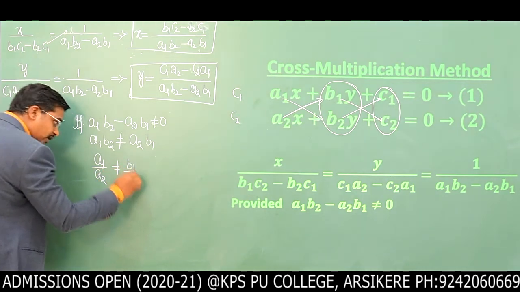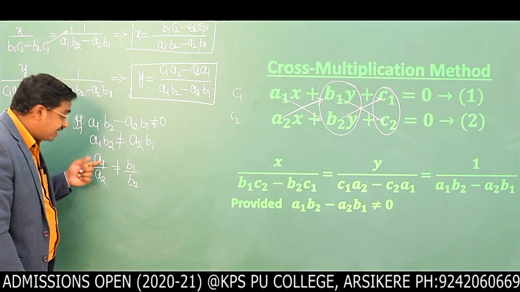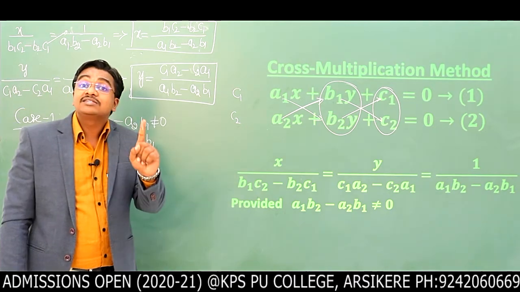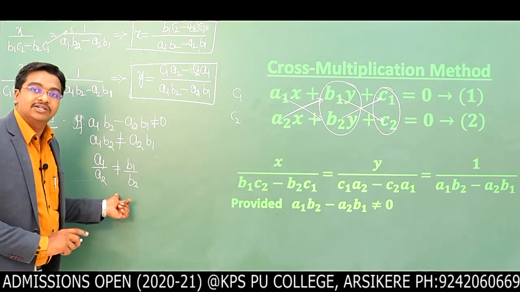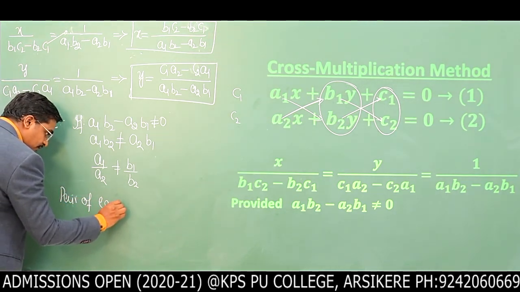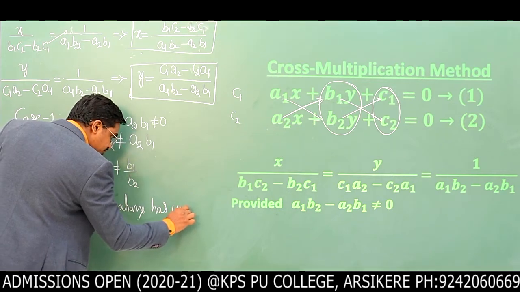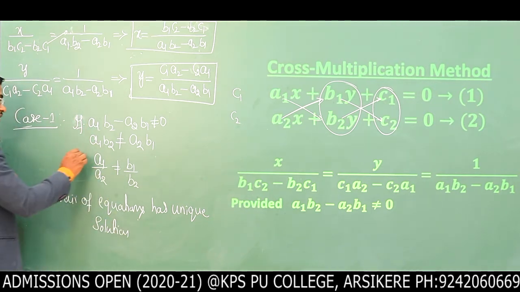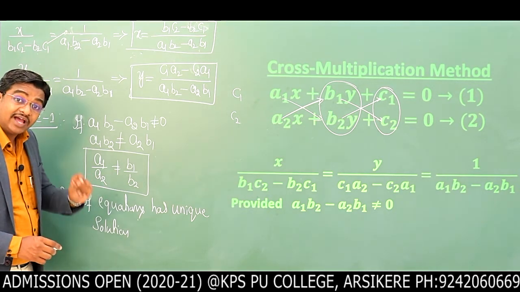Just observe, in the last class in the graphical method we discussed that when the coefficients of x and y, a1 by a2, is not equal to b1 by b2, the lines intersect. Each equation represents a straight line, and when the lines intersect we get a unique solution. A pair of linear equations has a unique solution. This is very important: if a1 by a2 is not equal to b1 by b2, the given pair of linear equations has a unique solution.